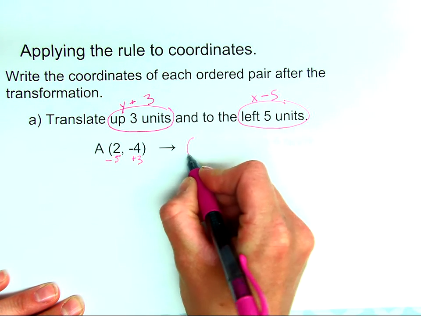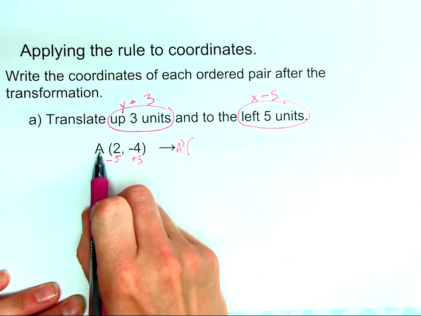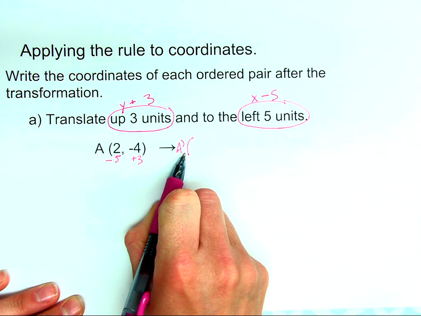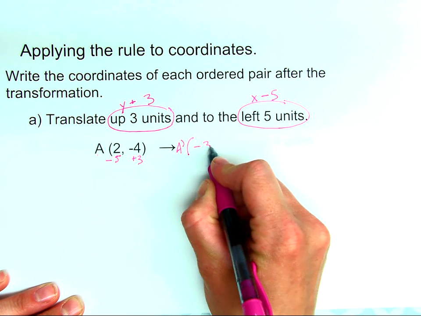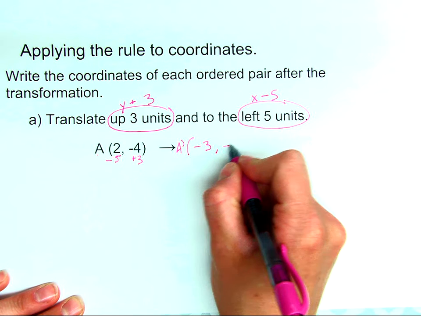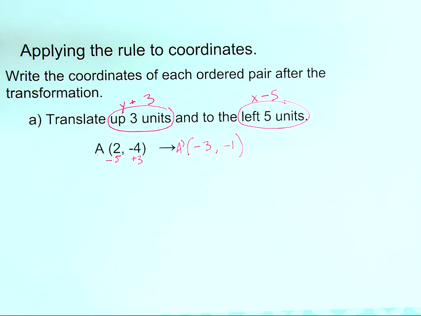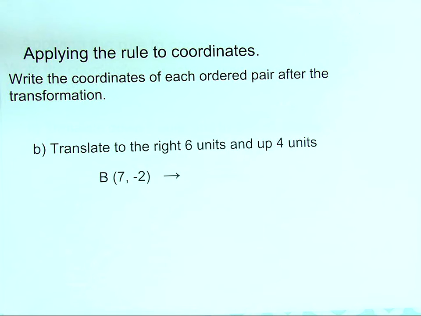So my new coordinate here, A prime, because A is here, so when we go to the other side, we need our A prime. And then my new coordinate, 2 minus 5 gives me negative 3. Negative 4 plus 3 gives me negative 1. So why don't you go ahead and write the new coordinates for this one.